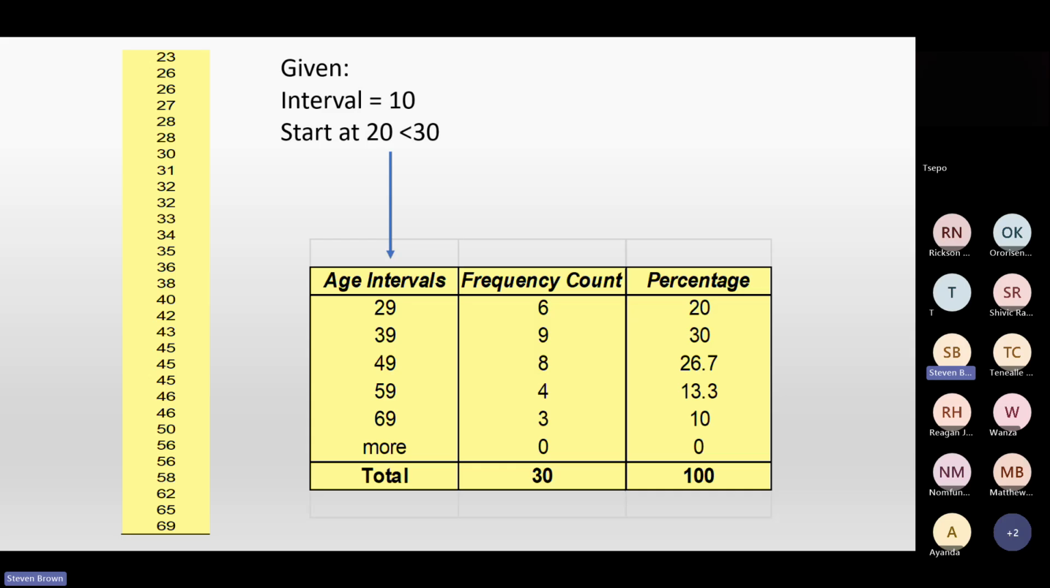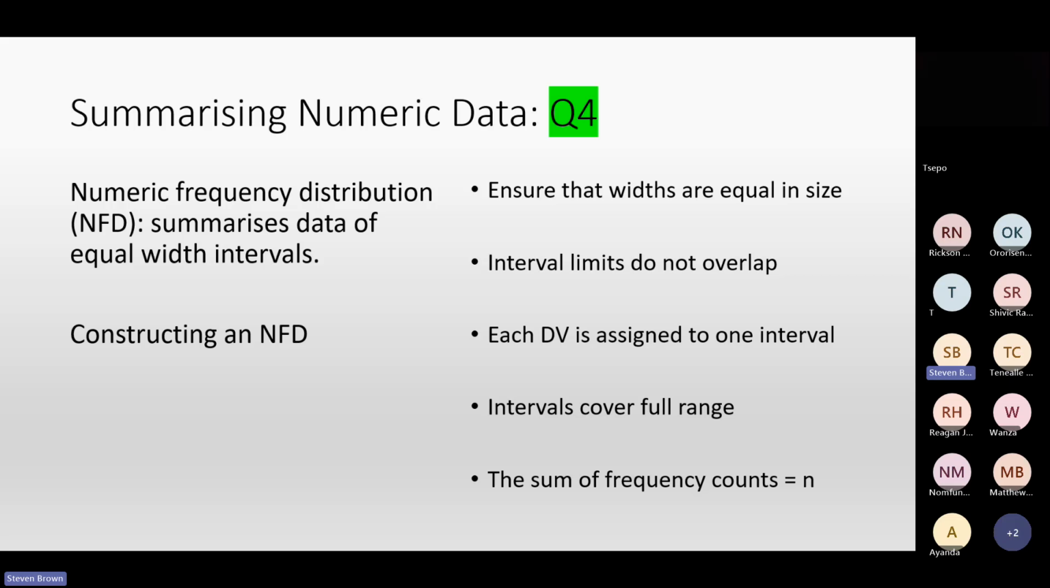Right, so the first thing is, and I'm going to go back quickly, that those intervals must be equal in size. They will give you the interval width in the question, all right? And they'll tell you where to start, but please make sure your interval widths are equal in size and the interval limits do not overlap. In other words, if you've got an interval from 20 to 30, you'll go from 20 to just under 30, and then the next interval will start at 30 to just under 40. Okay, that interval width would be 10. It'll be consistently 10, and the interval limits will not overlap.